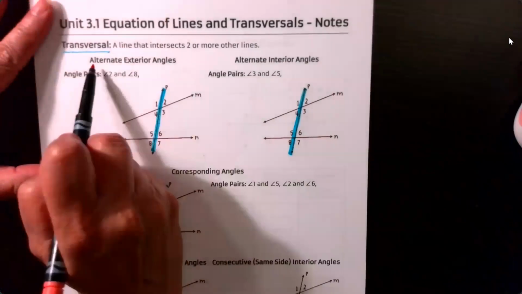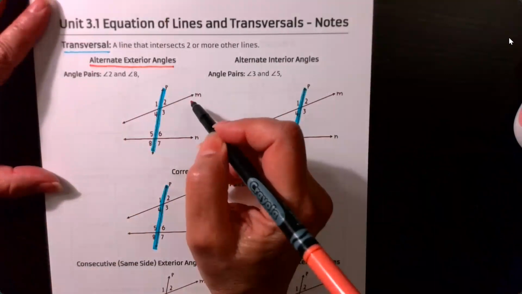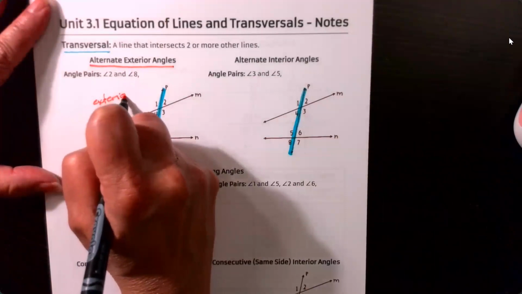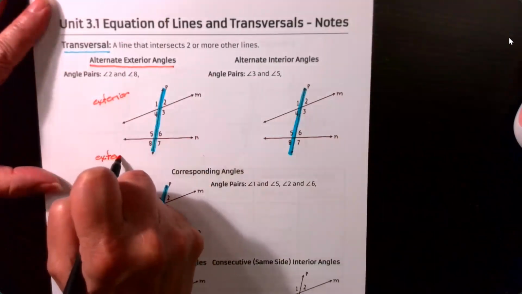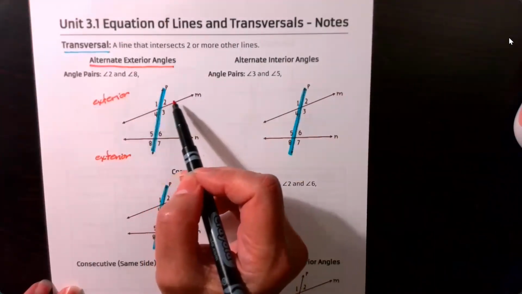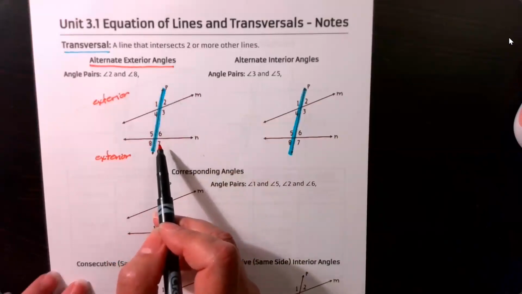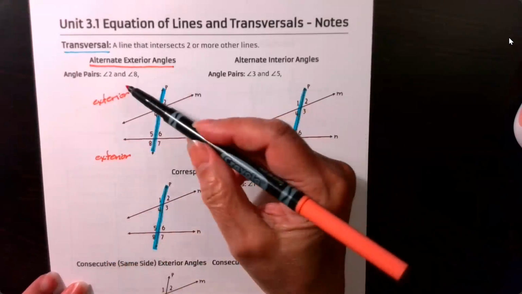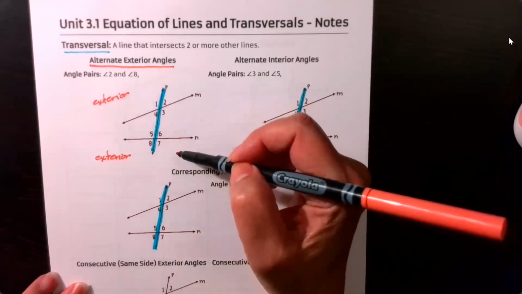And so we're going to look first of all at alternate exterior angles. The exterior is the area that is outside the two lines that are being cut by the transversal. So we are only looking at these angles 1 and 2, 8 and 7. Those are exterior angles. They are outside lines M and N. Alternate means they are on opposite sides of the transversal.